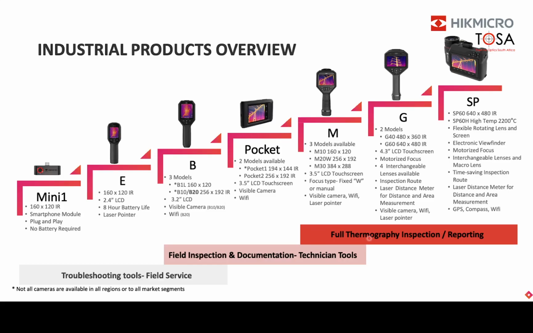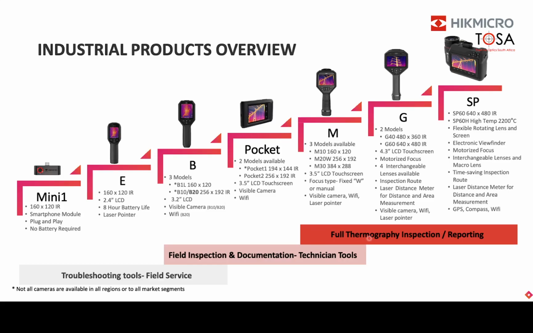On the right hand side you'll see three different products, the M series, the G series and the big one, the SP series. Those typically are used in full thermography inspection and reporting, but certainly the Pocket 2 that I'm going to show you today is very capable and has a lot of the features that the M series, the G series and the SP series have.